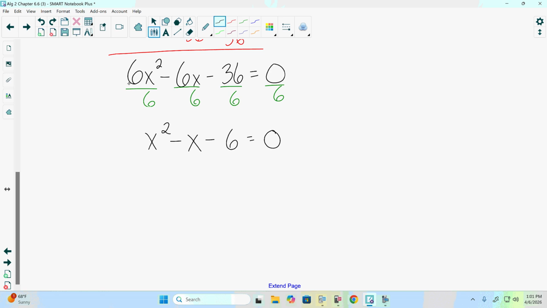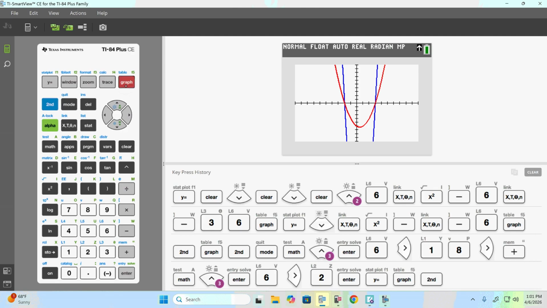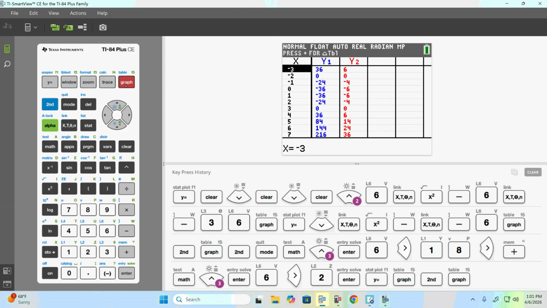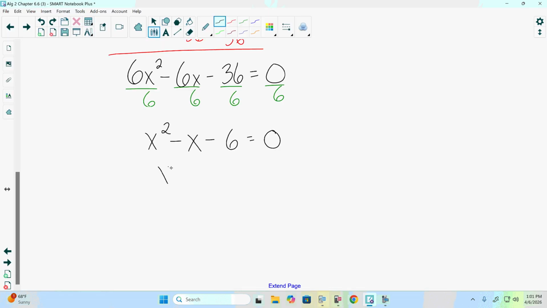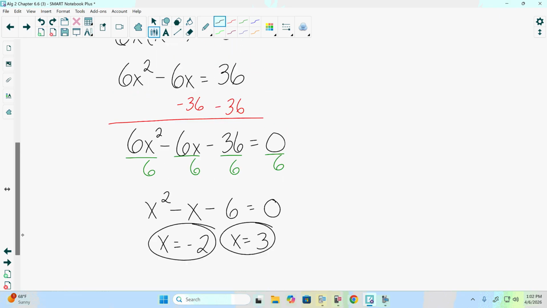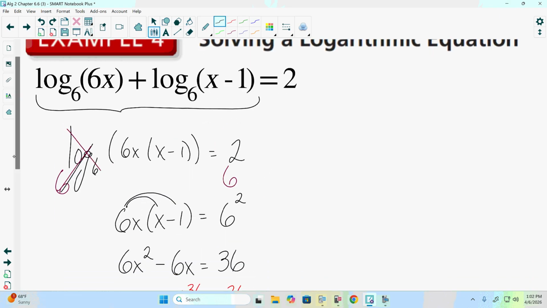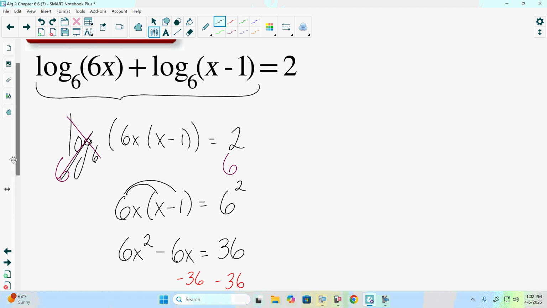But that also means, because this looks like nice intersections, we can go to the second graph. And the graphing calculator tells us that this function is 0 at negative 2 and 3. So our two solutions are negative 2 and 3. All right. But before we can say we're done, it is going to be helpful to check negative 2 and 3.